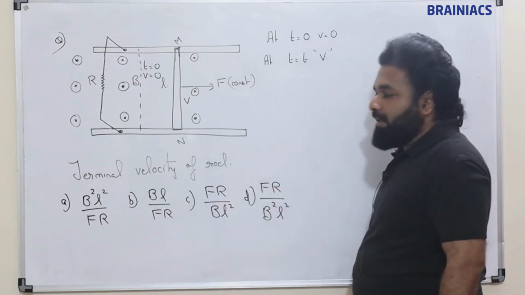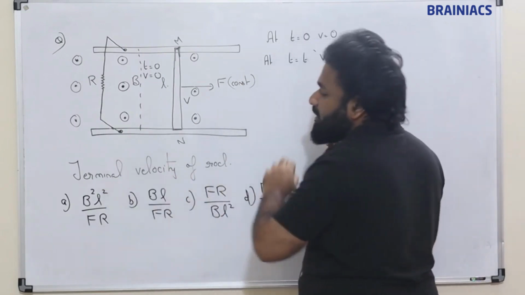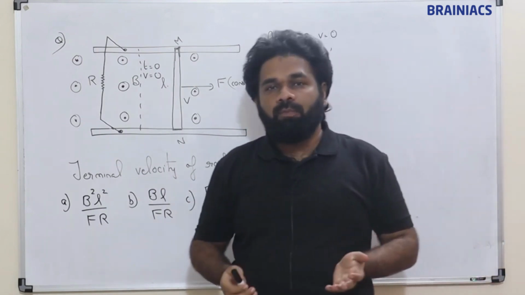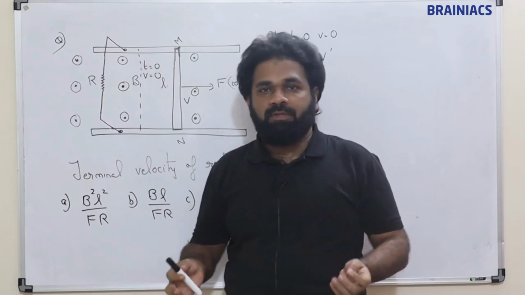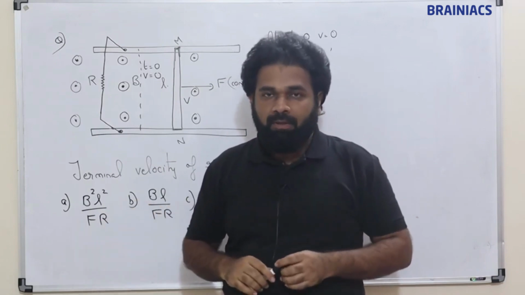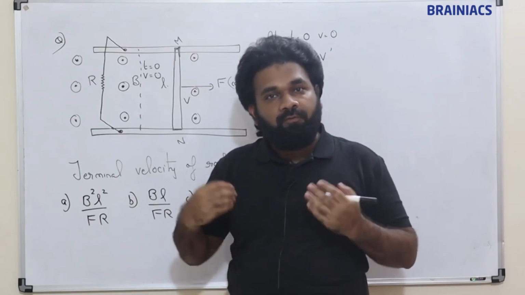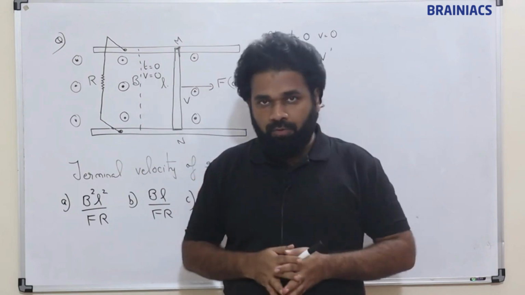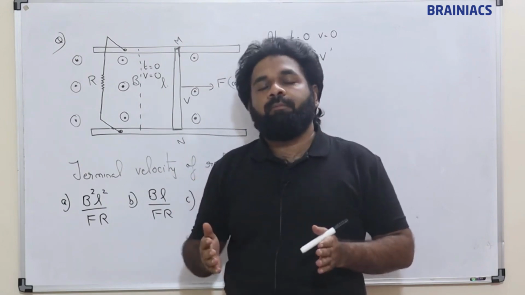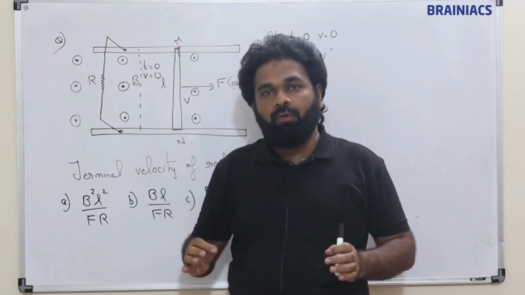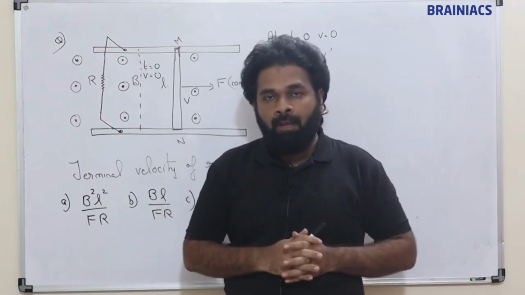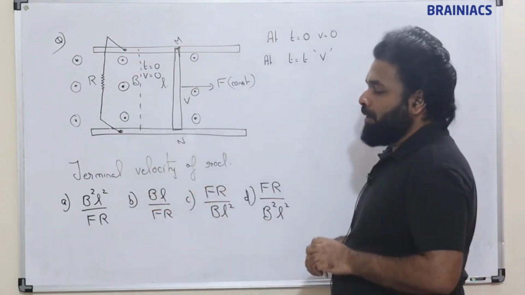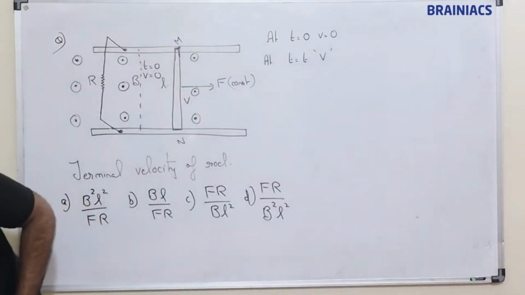What we need to find is the terminal velocity of the rod. What is terminal velocity? Generally terminal velocity we study in fluid mechanics. If many forces are acting on a body, and the velocity depends on the force, after some time when the net force becomes 0, the body will start moving with constant velocity. That velocity is the terminal velocity. Here also the same concept. So now try to solve this problem.